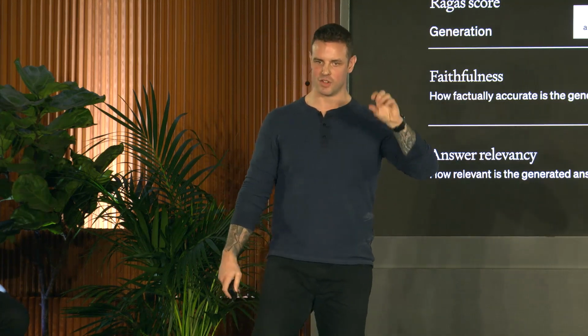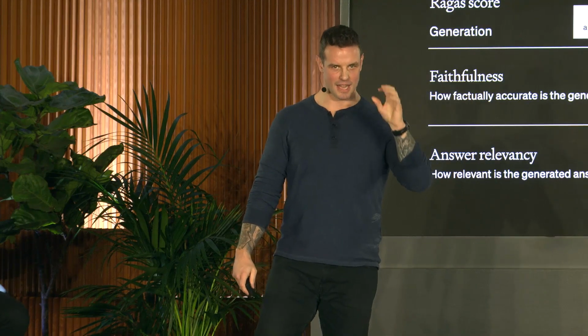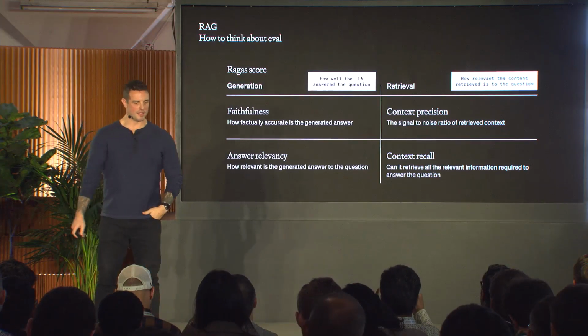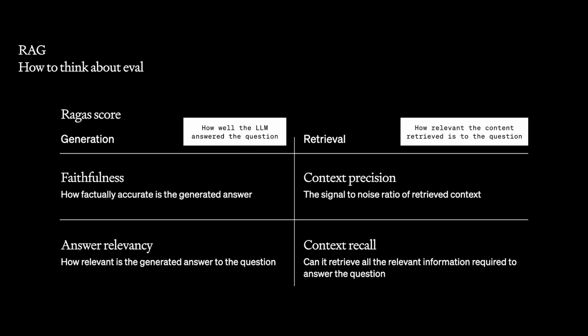And actually this metric gives you a very solid way to calculate: is adding more context actually helping us here? And the last one is context recall. So can it retrieve all the relevant information required? So basically, is the relevant information that it needed to answer that question actually in the content?